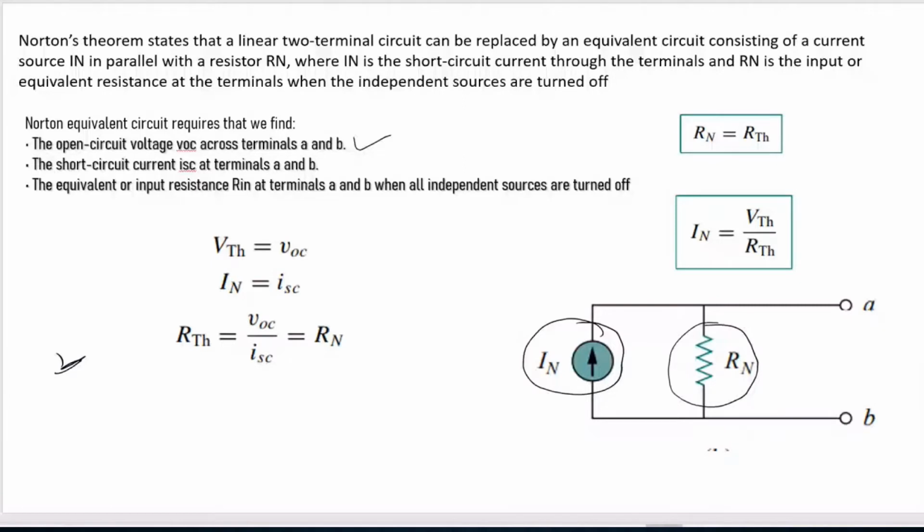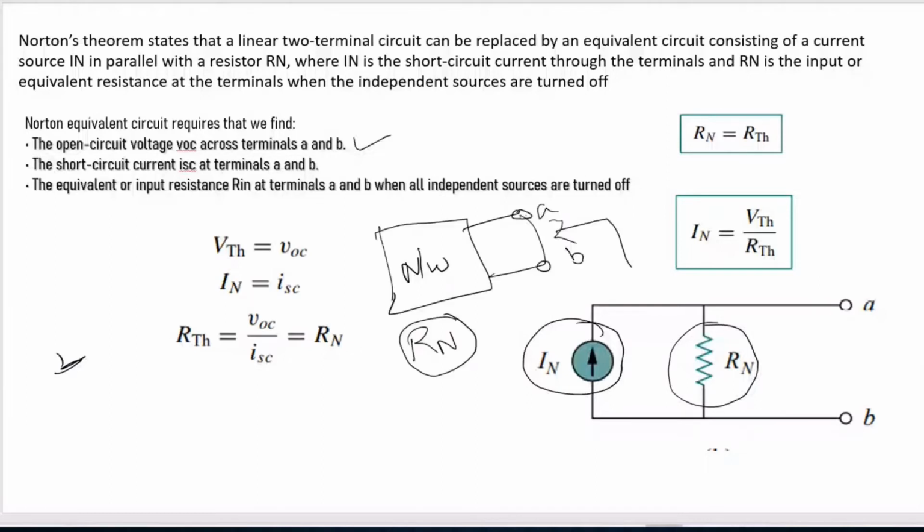Now, what is the relation between VOC, VTH and ISC? VOC is equal to RTH into ISC. This is one relationship. So this ISC is nothing but your IN. So whatever circuit is given, you are going to convert that entire circuit into a current source in parallel with a resistance. We will do one problem on this so that you will understand better.